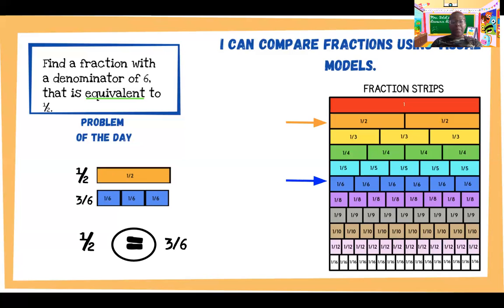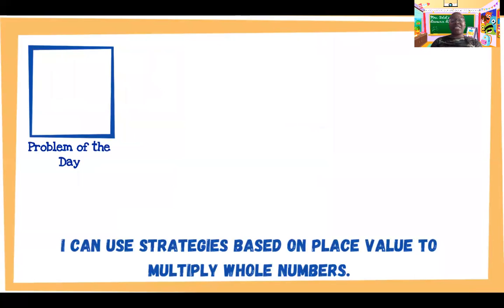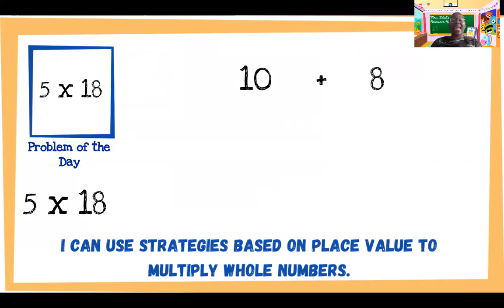Great job, middles. All right, senior scholars, here's your problem. This week, we are going to be multiplying using the area model. And our problem is 5 times 18. Let's begin by setting up our problem. Can any of our numbers be written in expanded form? Did you say 18? Great job. How do we write 18 in expanded form? That's right, 10 plus 8.